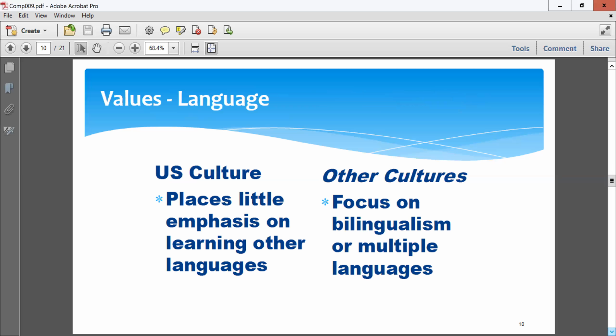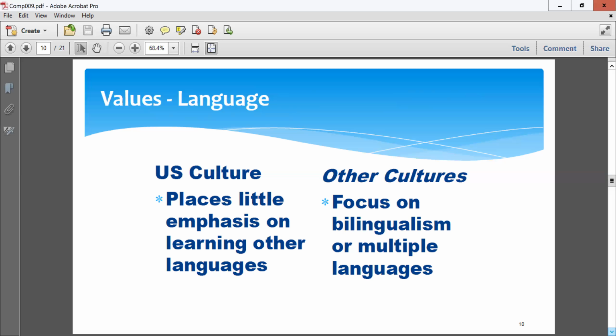There are different values from cultures, and values are difficult kind of because they are personal. Even within cultures, people have different values. But these are some generalized statements, and I want to really reiterate that these are things that are in general. They are not allowing for individual differences, okay? So in the U.S., we place very little emphasis on learning other languages as opposed to other cultures. And that's not necessarily true for everybody.